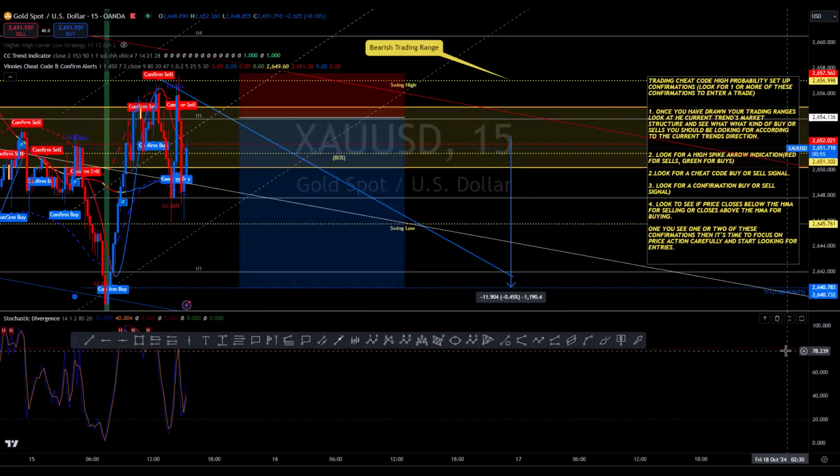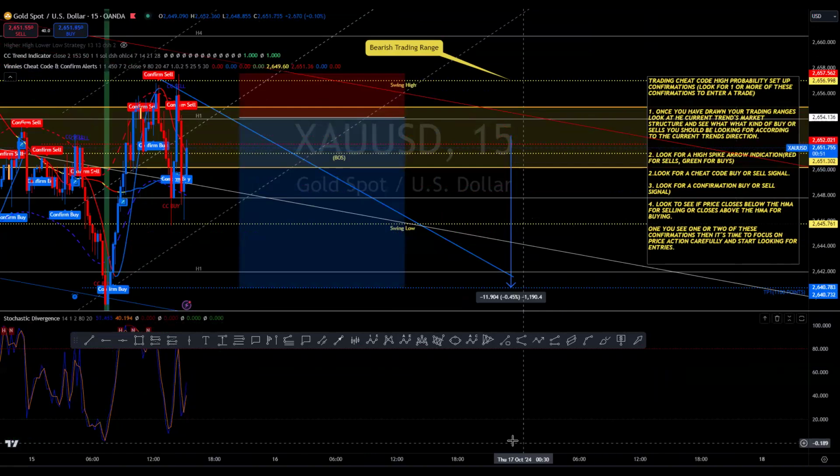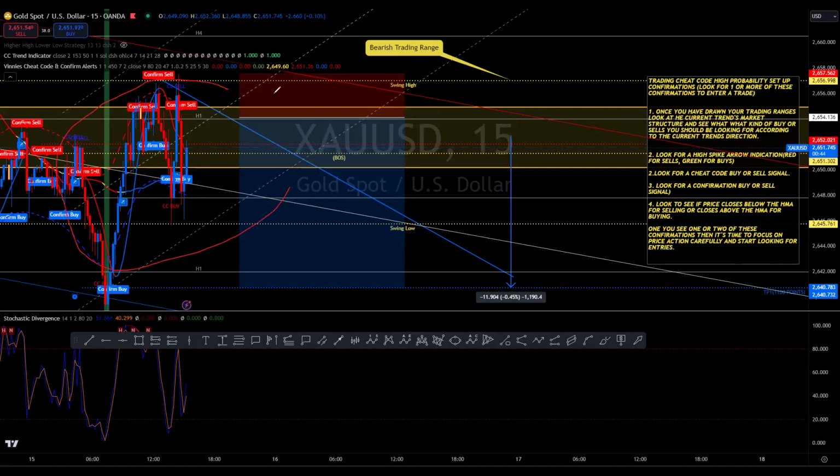All right, so it's 9:29. What we're going to do at this point is focus on price action. We're also going to watch for some confirmations. One confirmation I see so far with current price is that price is still technically below the HMA here. Because of that, we want to see if we get a cheat code confirmation sell to sell it down to here.